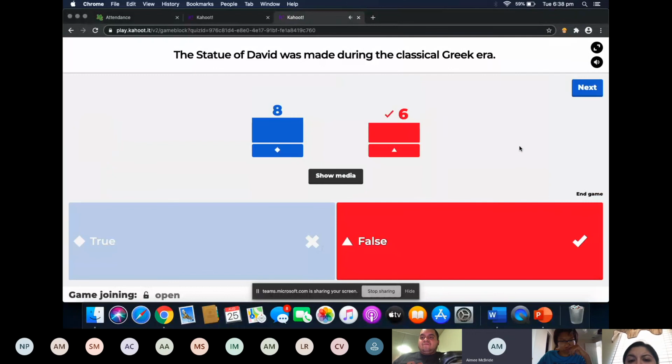Yeah. So the Statue of David is a sculpture by the Renaissance artist Michelangelo. The tricky thing about it is Renaissance art is a rebirth of classical Greek and Roman ideas. So their art looks really similar to classical Greek art, but it's actually Renaissance art. So the Statue of David was made during the Renaissance era.